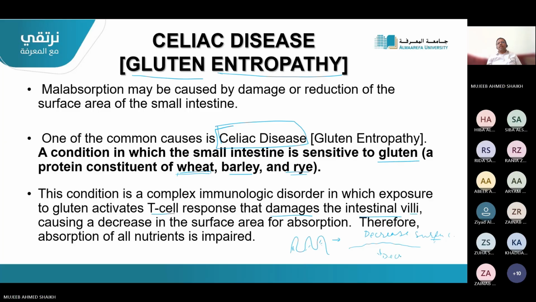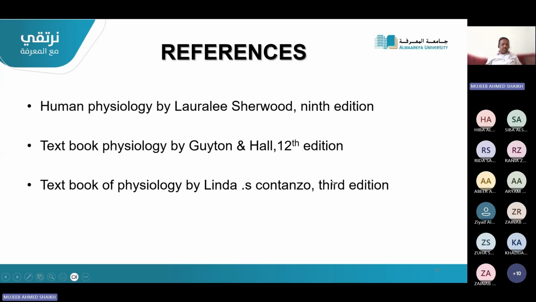Decreased absorption. Yes, decreased absorption of many things like water, protein, everything. Absorption of all the nutrients will be impaired, because the surface area required for absorption is less. That's why a person will have protein loss, or the body mass will be changed. This is called celiac disease.